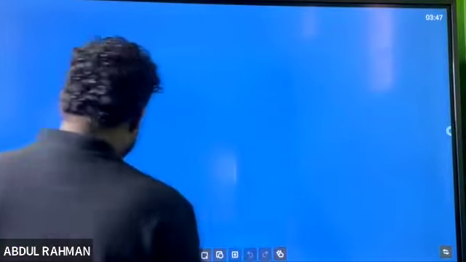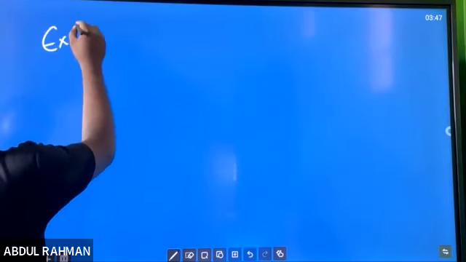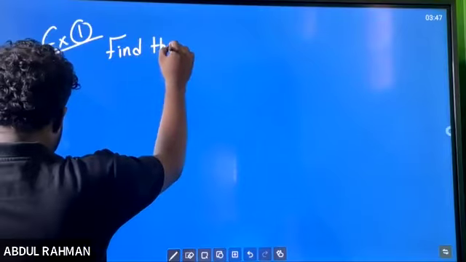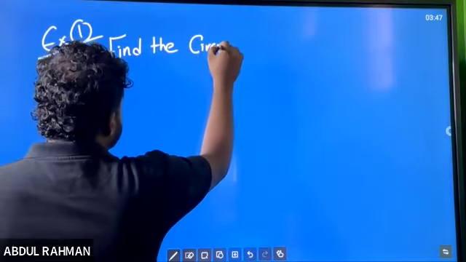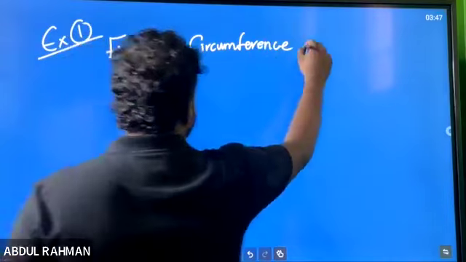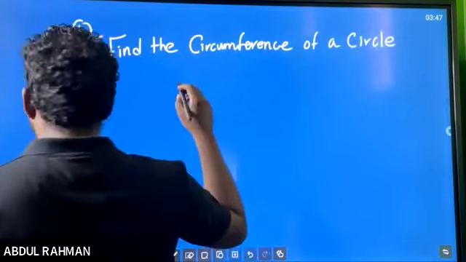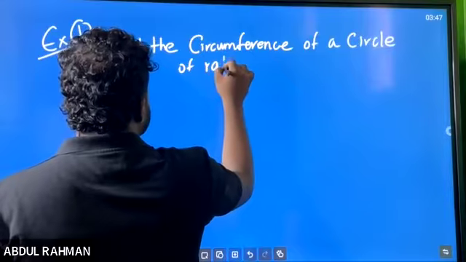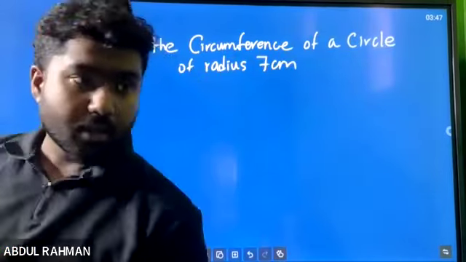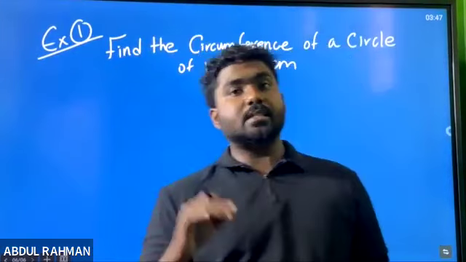In example number one, they are saying, find the circumference of a circle of radius 7 centimeter. They are asking me to find out the circumference of a circle of radius 7 centimeter.